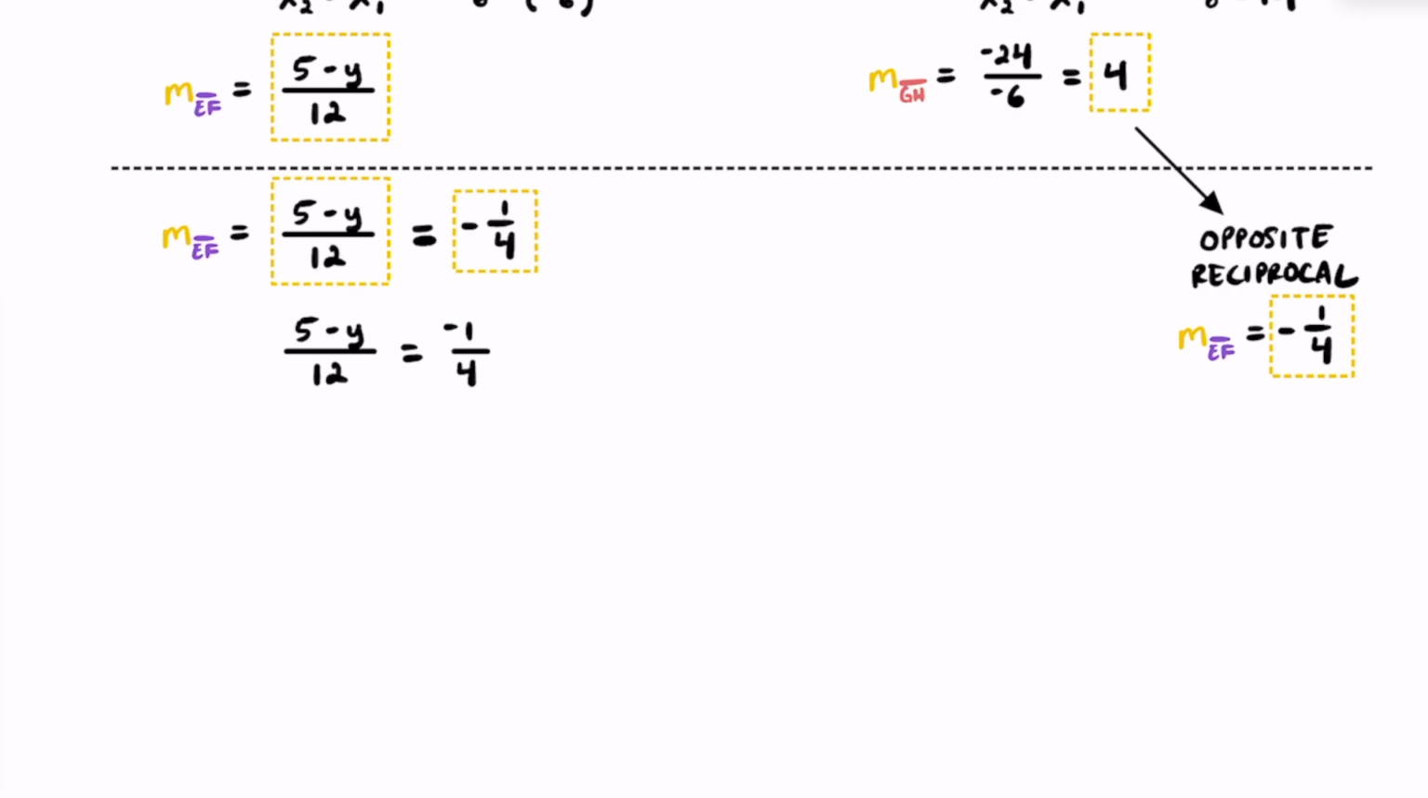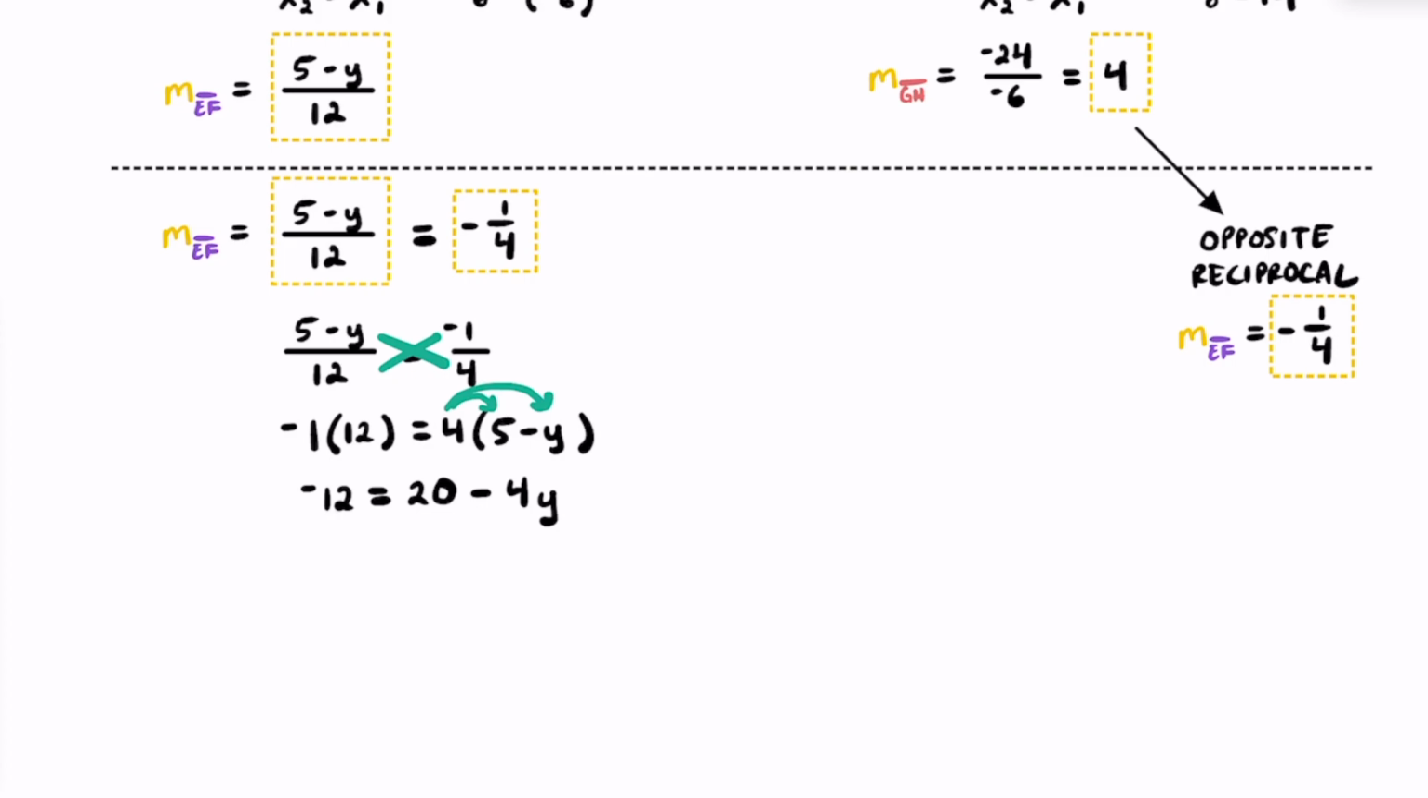Then we can solve this proportion by just using these cross products here. So we can multiply these diagonals. If we do that, they should form equivalent expressions. So this -1 multiplied by 12 on the left side, and then we're going to have 4 multiplied by this (5 minus y) on the right side. On the left side, -1 times 12 is going to be this -12. And on the right side, let's distribute this 4 to the 5 and to this -y. So 4 times 5 is going to be 20, and then 4 times -y is going to be -4y.